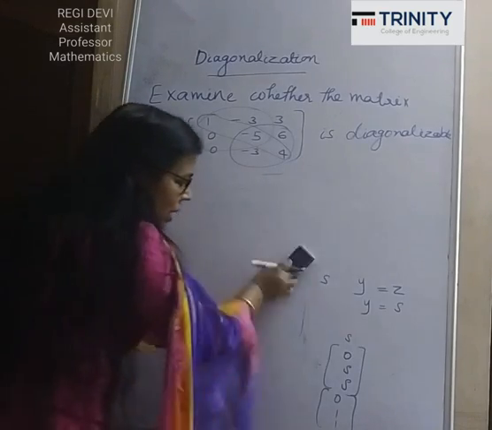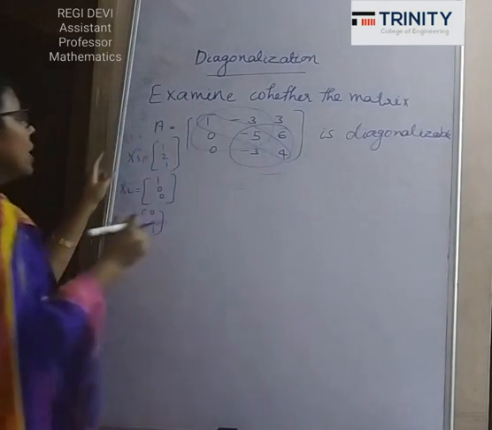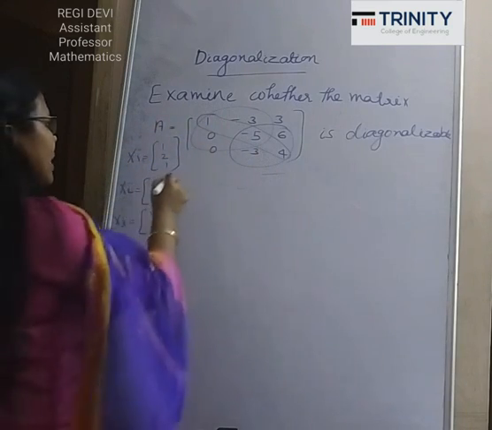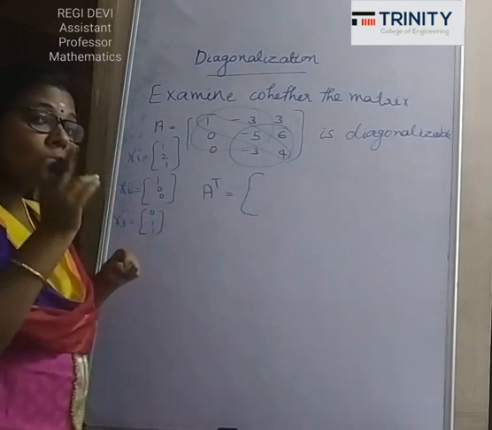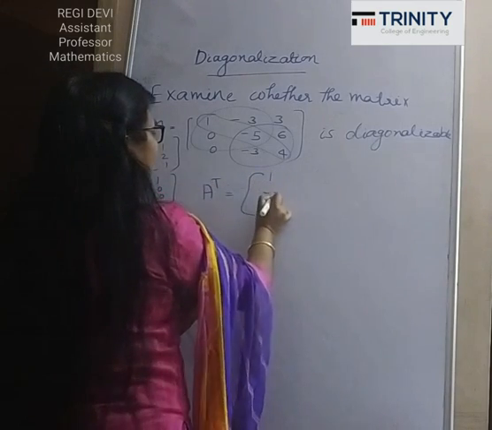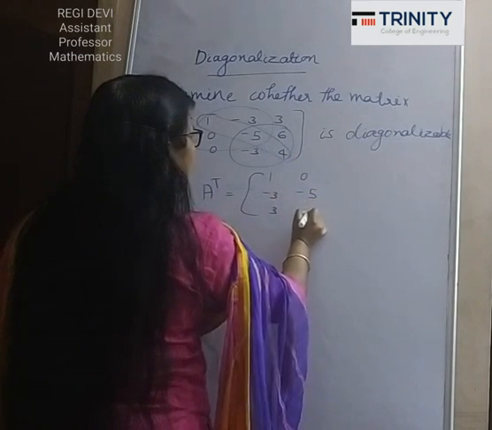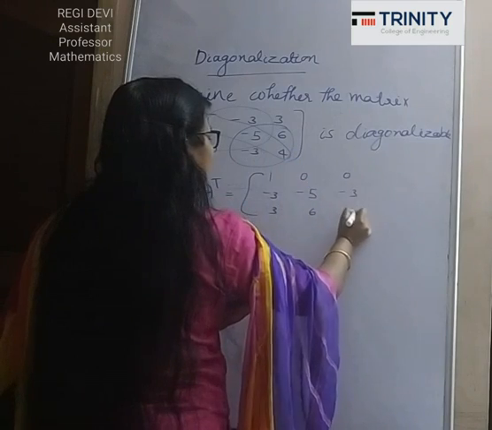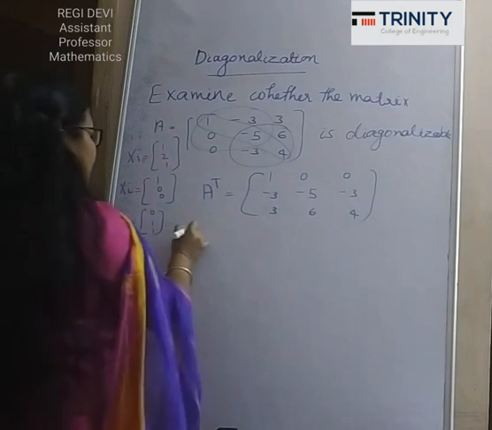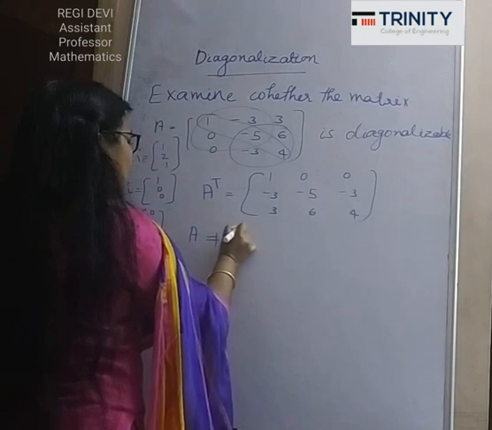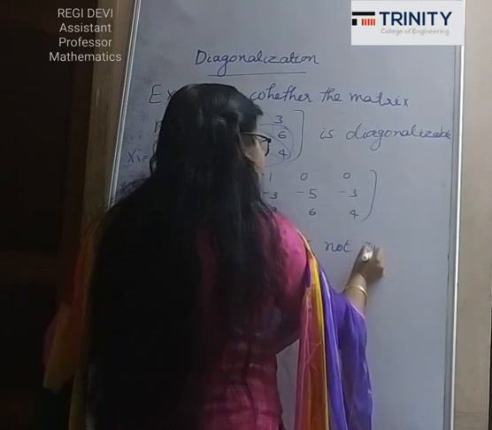Now we have to check whether the given matrix A is symmetric or not. The given matrix A is like this. What is A transpose? Find A transpose. A transpose is by converting first row into first column. That is 1 minus 3, 3 as first column. Second row as second column. Third row as third column. But this A and A transpose are not same. A not equal to A transpose. Therefore, A is not symmetric.